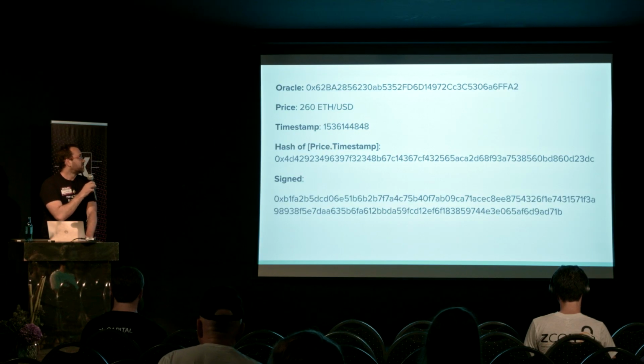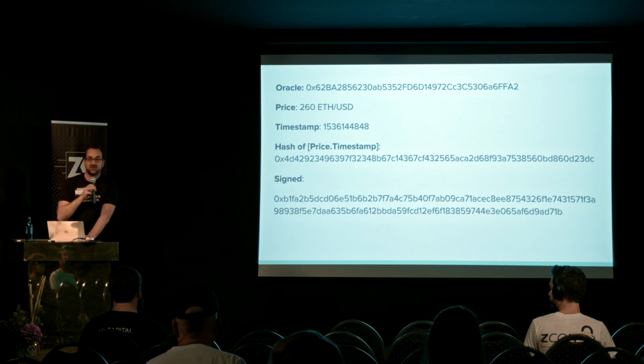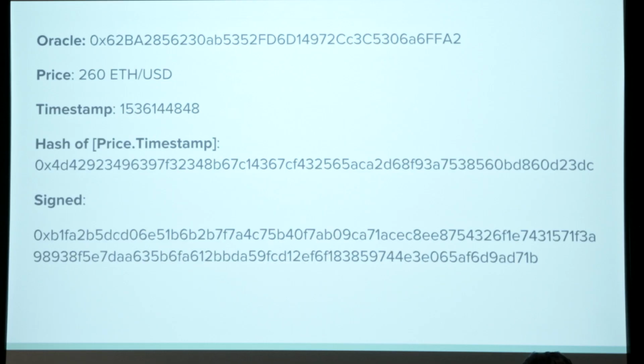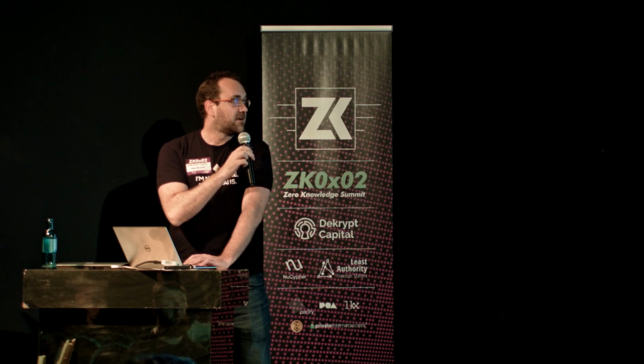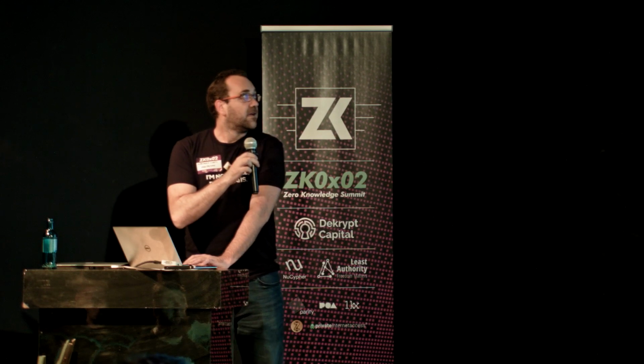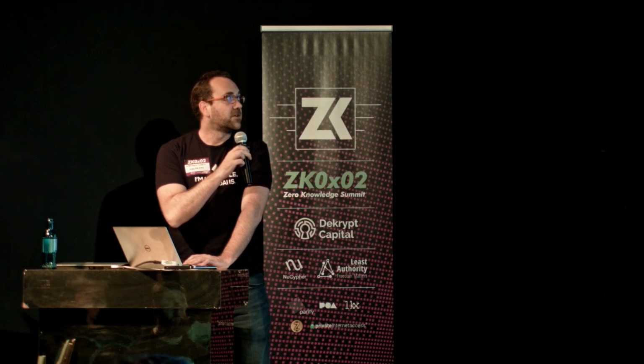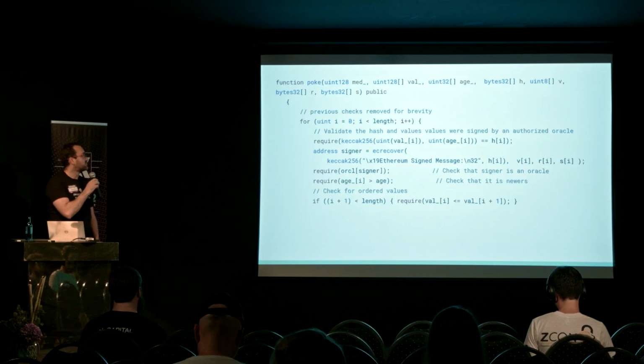So assuming we have an oracle, let's say that's an Ethereum address, let's say the price is 260, I wrote this morning, so it's probably lower now. Timestamp, you hash both of those and you get a 32-byte hash. You sign that with the private key. You get a hash signed message. And this is just a quick Solidity smart contract.